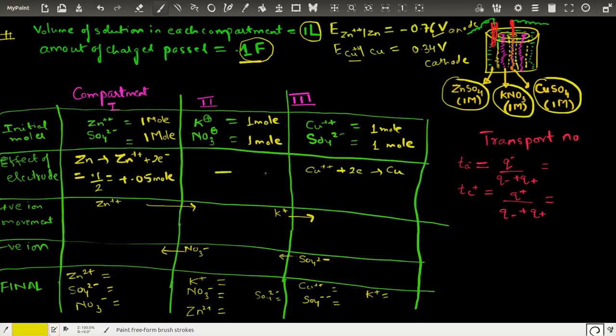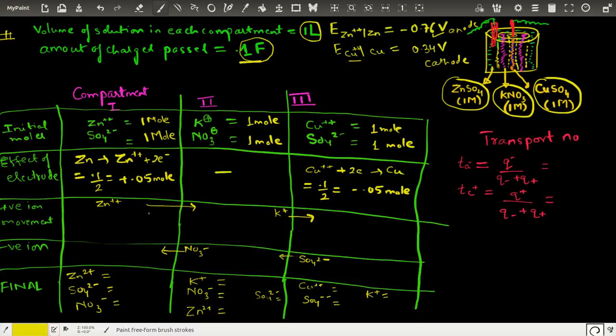No such thing happens in compartment 2. In compartment 3, again due to the passage of this charge, by similar calculations we can say 0.1 divided by valency, which is 2, so 0.05 mole of copper would be deposited. Now this will be taken as a loss, so it is minus 0.05 mole that has gone out of the solution. Now let's track the movement of the positive ions.